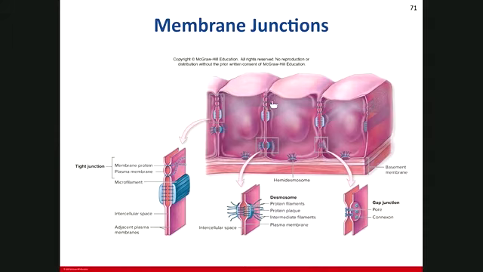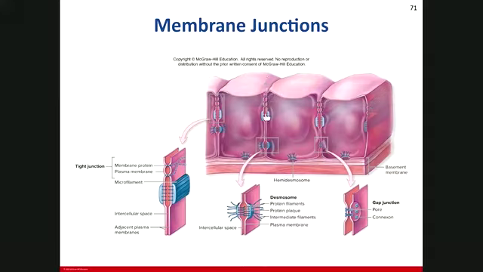As you see here, the tight junction is the first junction from the apical border of the cell. If this is the apical border, this is the basal border, and here is the lateral border between the cells. The tight junction is the first one which you can see near the apical border. This junction prevents substances from passing between cells, so it doesn't let anything pass between the cells.